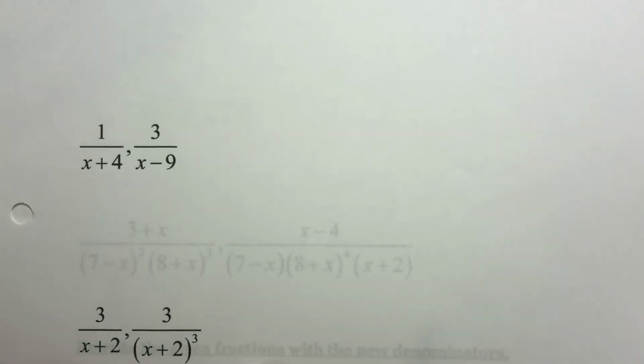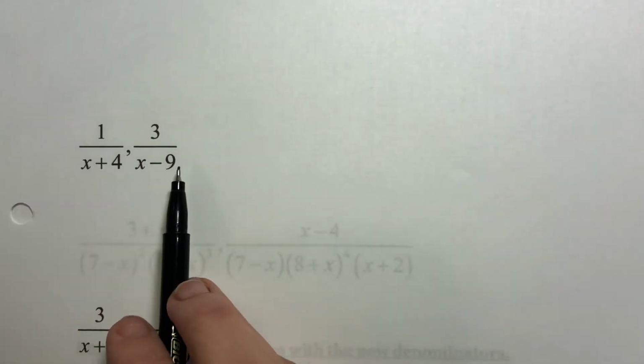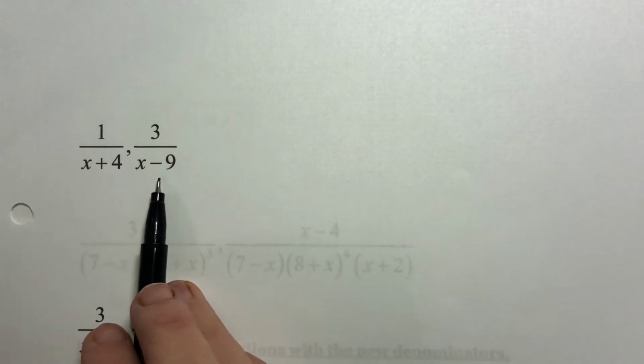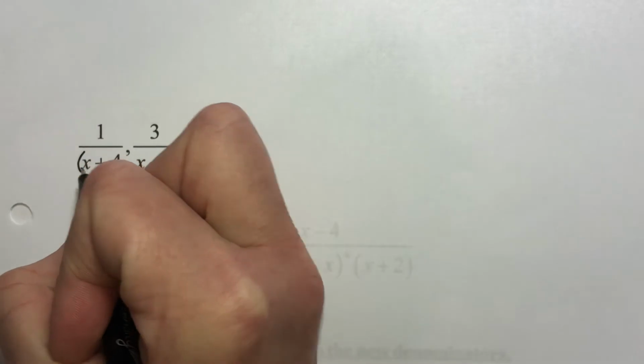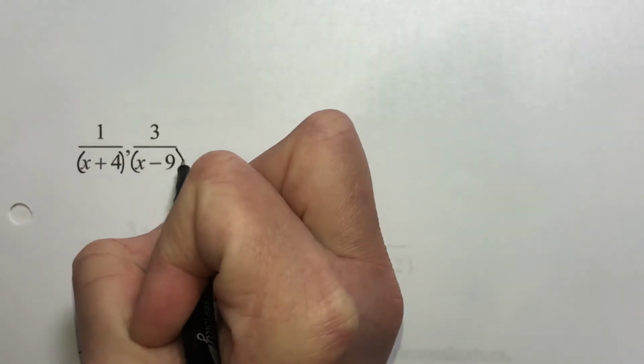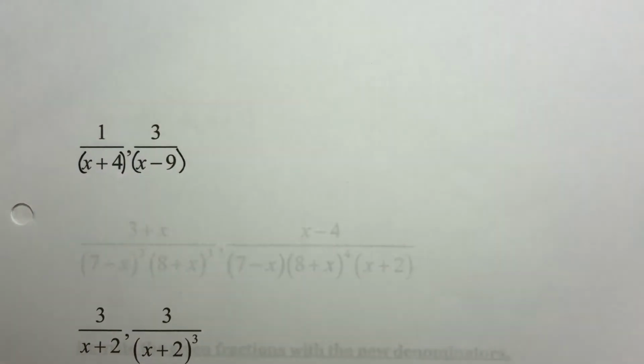This is section 7.3, part 2. We're looking for the least common denominator of these particular fractions. What we need to do is factor both of these. Now, neither one factors, but there are additions and subtractions, so I'm going to put these in parentheses. They have to work as a unit or they don't work at all.